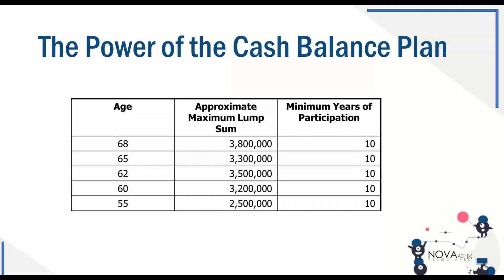So the 415 limit, remember, is a limit on how much can be taken out of a defined benefit plan, that one-time distribution. And as you can see, the younger someone is, the less they can take out, because we're adjusting that lump sum. Also, if they have less than 10 years, the lump sum would be proportionately less.